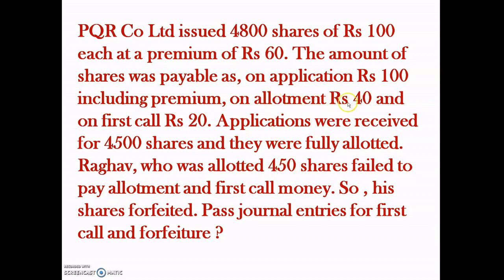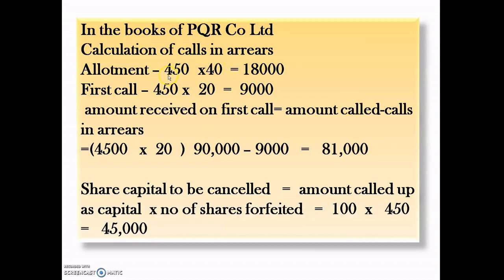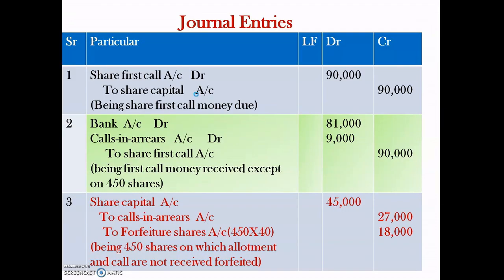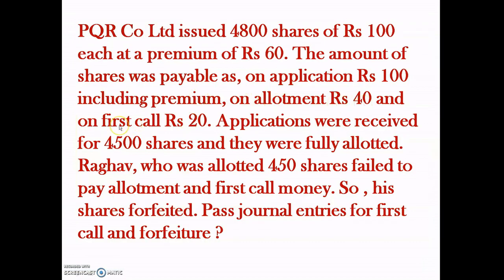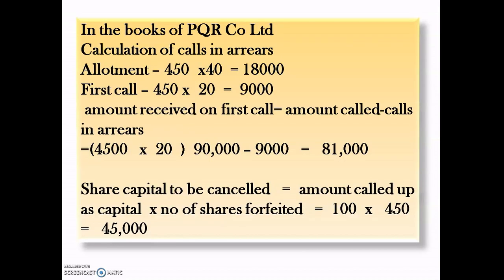After that, allotment money per share, see the cursor, is 40. Means 450 shares, the number of shares failed by Raghav, multiplied with allotment money per share, that is 40, it will come 18,000. Next first call money. Raghav failed 450 shares, multiplied with first call money per share, that is 20. This 20 we have to take. 450 multiplied with 20 will come 9,000.